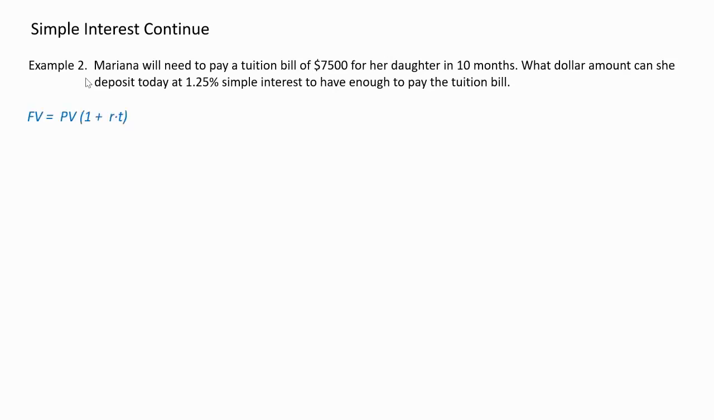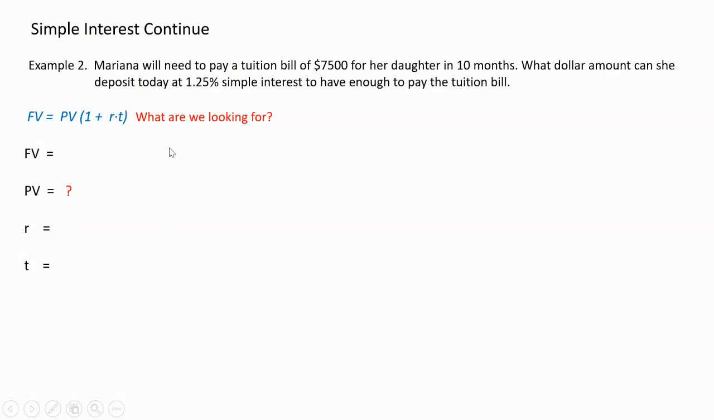So again, we're going to use the future value equals present value times 1 plus interest rate times time. Why are we using this one? Because Mariana will need to pay a tuition bill of $7,500 in 10 months. So this is the future value. This is what she has to pay in 10 months. So that's why we're forced to use this formula here. Here we're looking for the money that she has to deposit today, so we're looking for the present value.